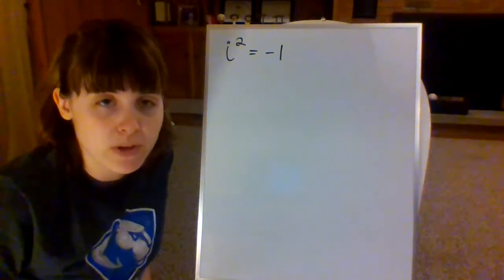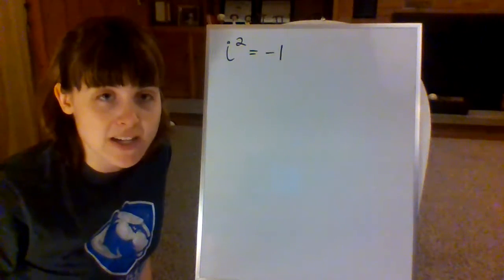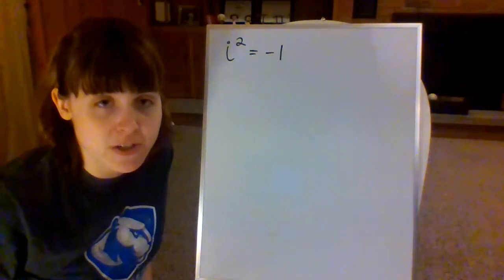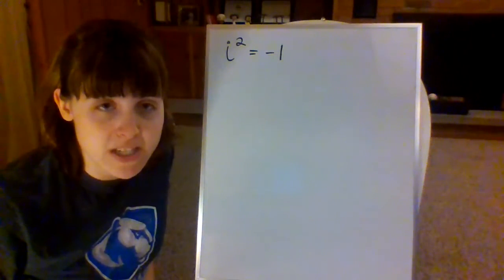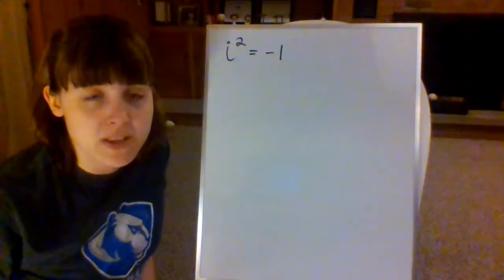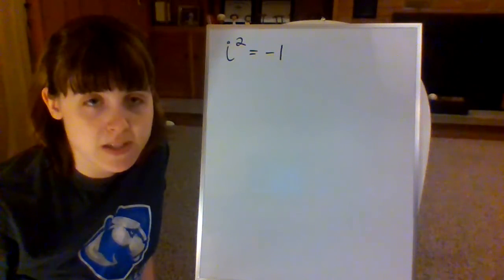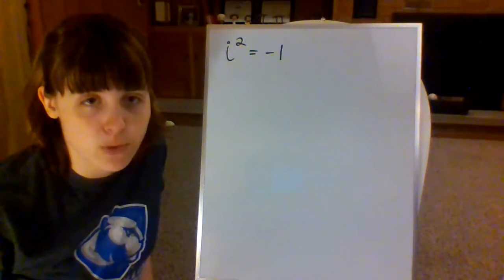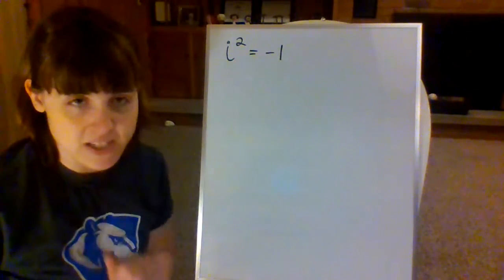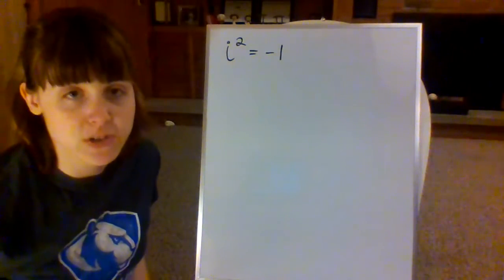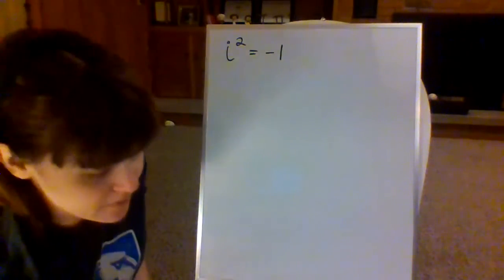So when we FOIL things, a lot of times our last term is going to be a certain number, say like 7i squared, and then you would replace the i squared part with negative 1, so then it would become 7 times negative 1, which would be minus 7 at the end. But we'll get to that. So we're going to do the first problem that's on your notes.